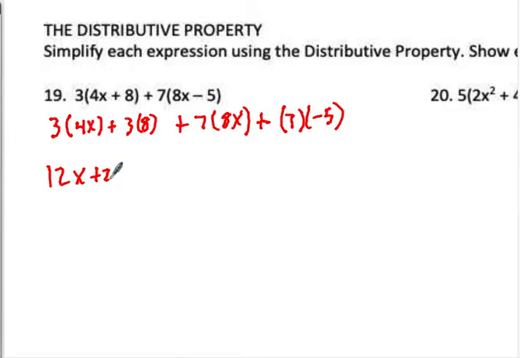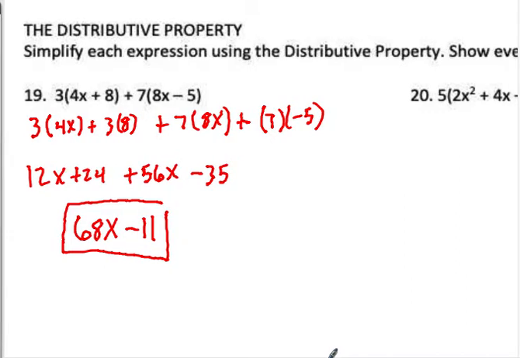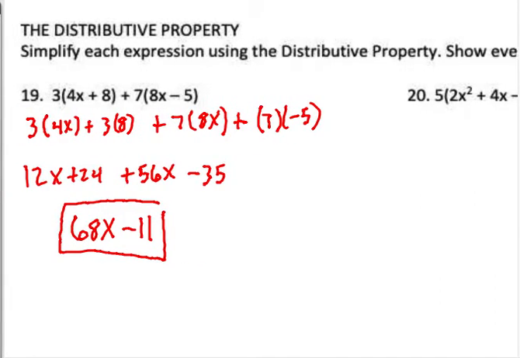12x plus 24 plus 56x, and then a plus times a minus would be a minus 35. 12x and 56x would be 68x. And then 35 minus 24 is 11, so minus 11. It's not simplified until you have no like terms and no parentheses. Good? Okay.